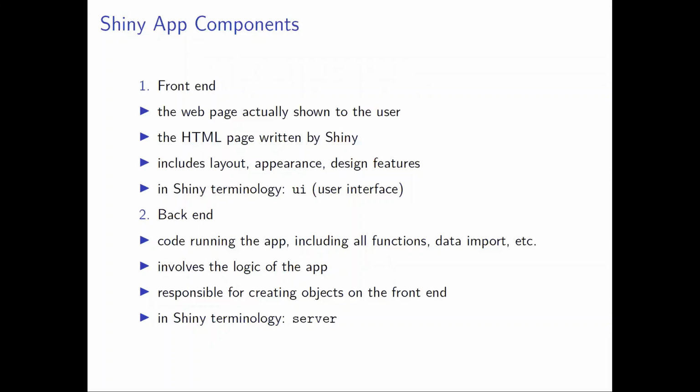So the front end, just to get these concepts clear, is just the HTML page written by Shiny. So Shiny writes an HTML page for us, and then we get the presentation when launching the app. It includes the layout, appearance, design features, all of this, what you can do, what the user sees in the end. In Shiny terminology, we call this UI, user interface.